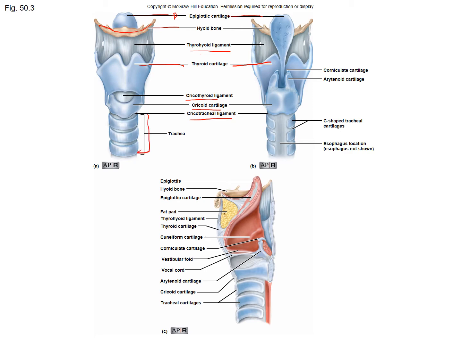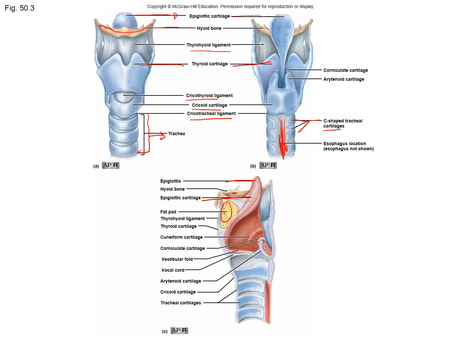And of course, at the bottom, I'm going to find the trachea right here. This is the C-shaped tracheal cartilage, and this is the location of the esophagus. It's not shown. The esophagus is where the food passes through. This is the lateral view. So anterior, posterior view, and this is the lateral view to show you the epiglottis, hyoid bone, and this will be the epiglottic cartilage.